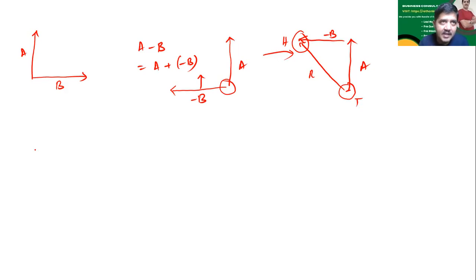Now, remember, vectors are extremely important. If you don't learn vectors now, you will not be able to solve problems later.